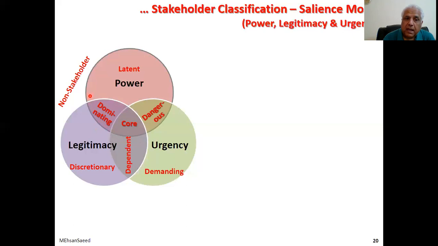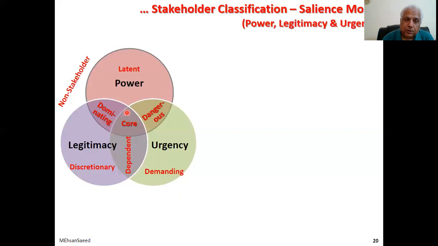And then these are the dependent stakeholders, those stakeholders who have legitimacy, legitimate power, legitimate authority, etc. And they also have an always urgent need for information. They're hungry stakeholders. And why did I say they're very important? Because the moment they get a little power, they get themselves into this area, which is the core. The stakeholders in this area enjoy everything: power, legitimacy, and urgency. So obviously, these are the most important stakeholders.